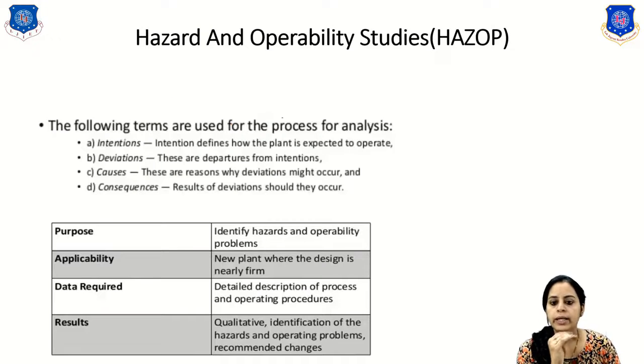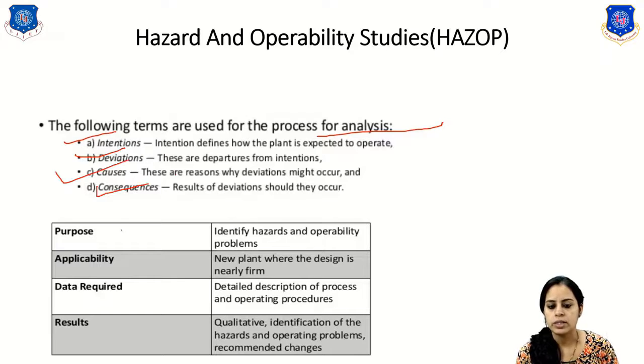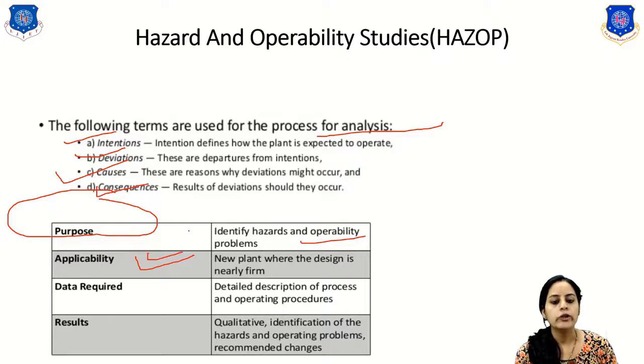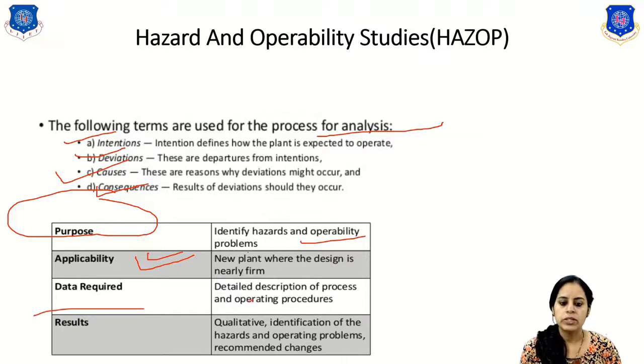Now, the following terms are used in the process for the analysis: intention, deviation, cause, and consequences. Okay, the purpose of this system is to identify the hazard and operability problems. It is applicable to a new plant where the design is nearly formed. Data required for this method is a detailed description of the process and operating procedures, and the result will be the qualitative identification of the hazards and operating problems and the recommended changes. Okay, so this is all about the HAZOP.